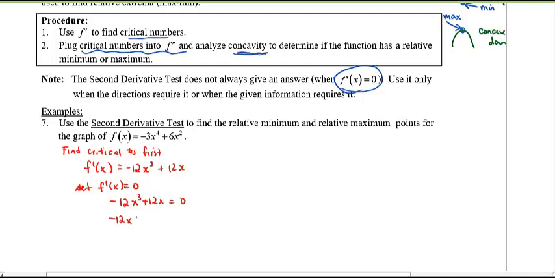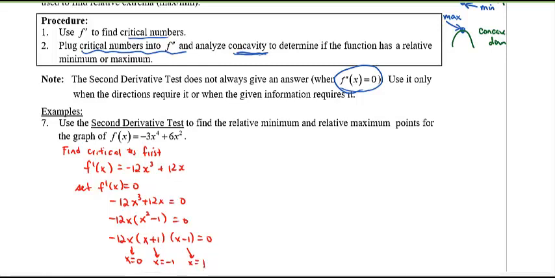Let me factor out a -12x. I get what? X squared minus 1. Ooh, I like this. Difference of squares. Ooh, I have 3 possible x values. Wow. Okay.